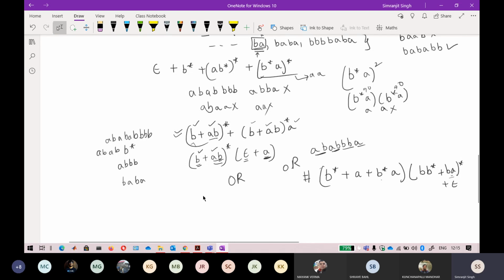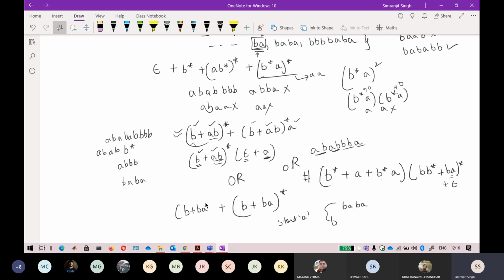So I write B plus BA, and any number of B's can come, star. Any number of B's can come, followed by BA. So BA is coming, B is also coming, but there is a problem: it cannot start with A. So to start with A, I just write at the start of it B plus BA star, and at the beginning I write A with it.